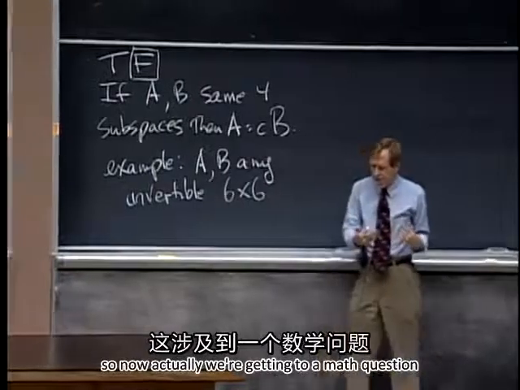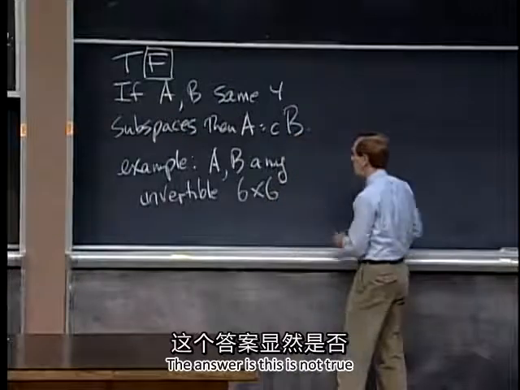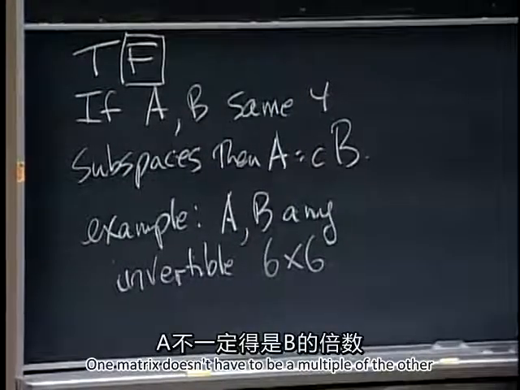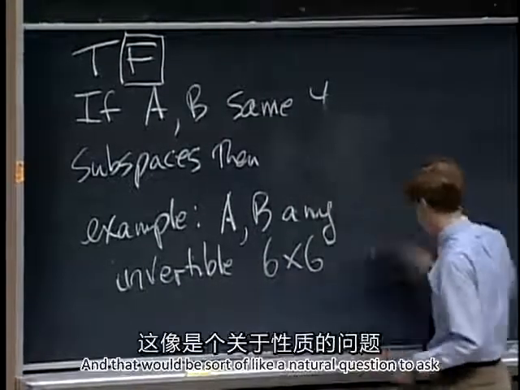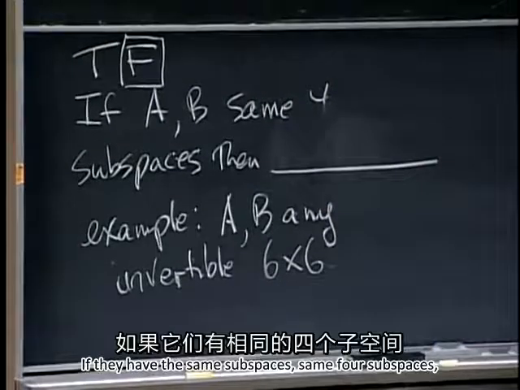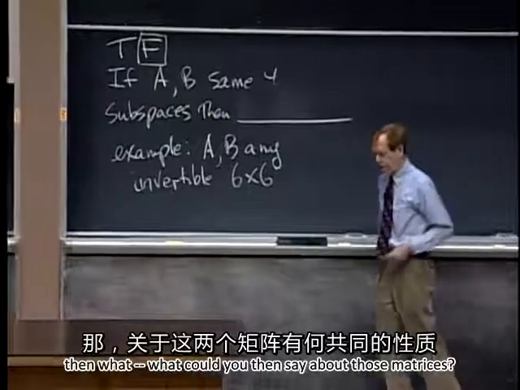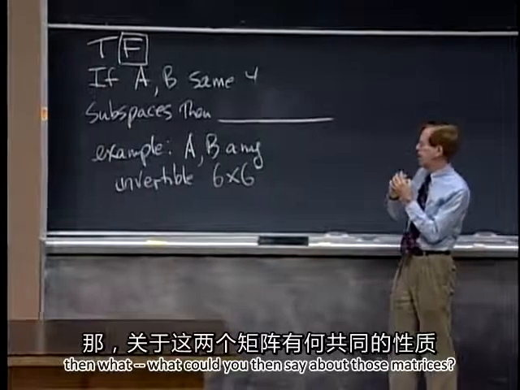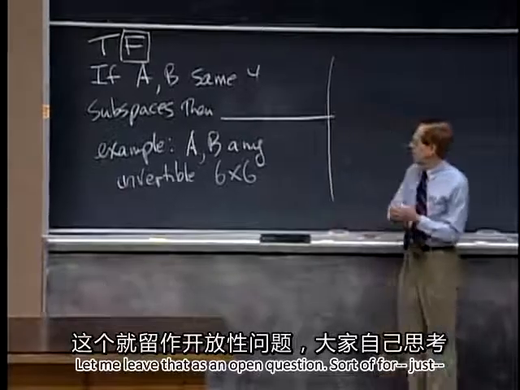So now actually we're getting to a math question. The answer is, this is not true. One matrix doesn't have to be a multiple of the other. But there must be something that's true. And that would be sort of like a natural question to ask. If they have the same 4 subspaces, then what could you say about those matrices? Yeah, maybe let me leave that as an open question.